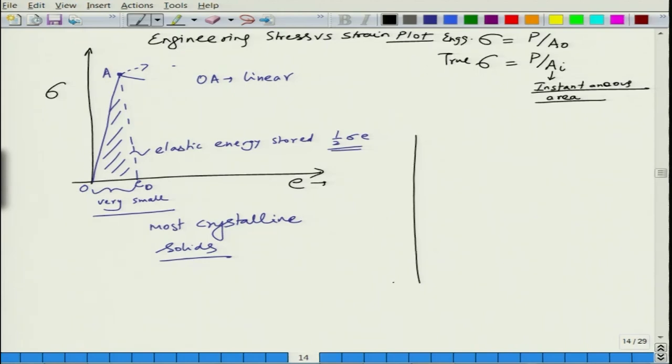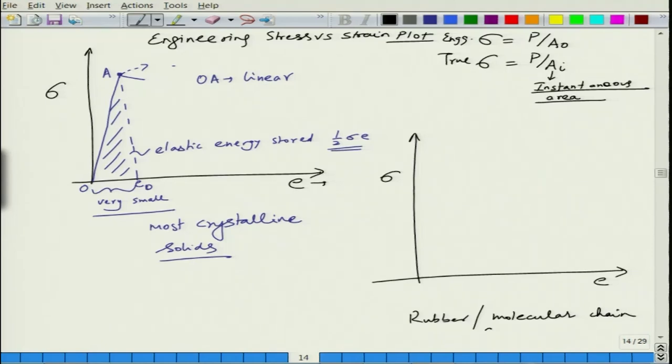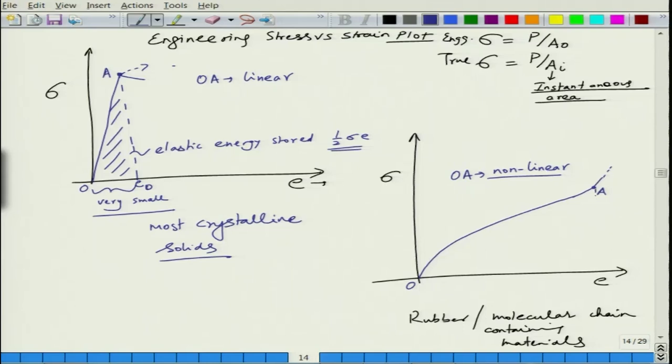On the other hand, if you look for materials which are rubbery in nature, so sigma versus epsilon, let us say this is for rubber, or you can say molecular solids, molecular chain containing materials like plastics, polymers, rubbers, etcetera. In these materials generally the behavior is slightly different. So, let us say this is point A, this is O, so OA is nonlinear. So, the behavior is elastic up to this point, you have elastic strain. So, let us say this is epsilon naught and this is the area under the curve, which is the elastic energy.